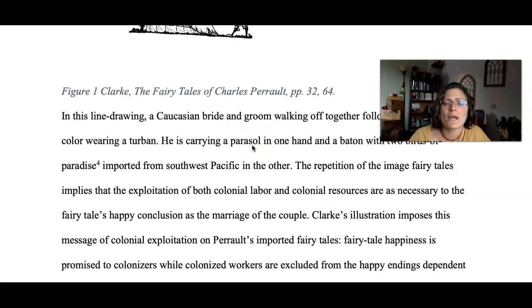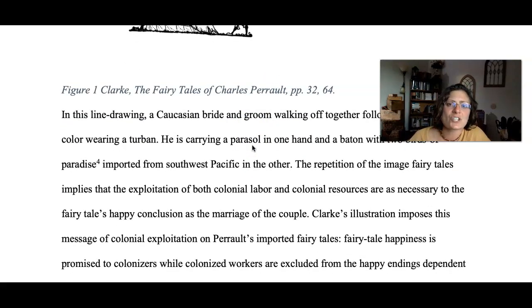And so the exploitation of the colonial other in the pursuit of colonial happiness is something we see again and again and again throughout the collection of Harry Clarke's illustrations. And he only did a few because he died very young.